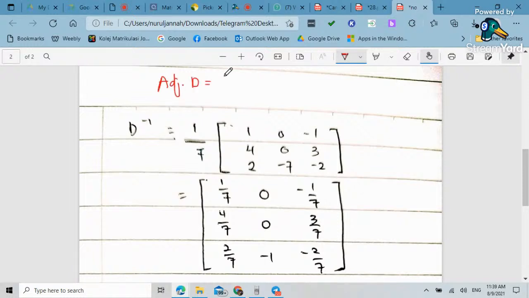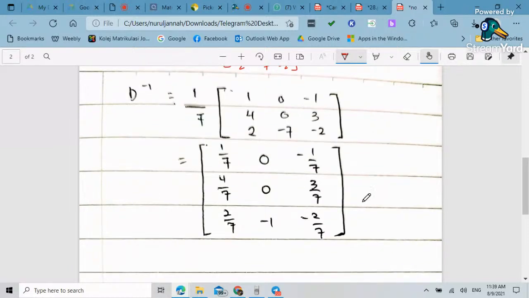Adjoint of D is equal to... So here you have the mark. Okay, then you can determine the inverse. So inverse is 1 over determinant D multiplied with the adjoint. Okay, so the answer is that.